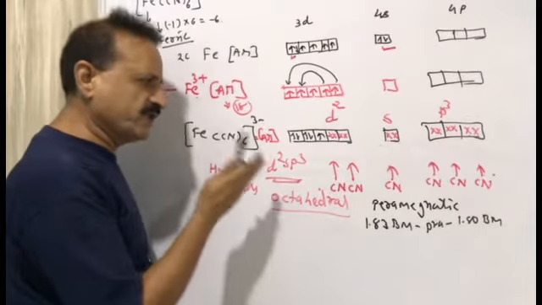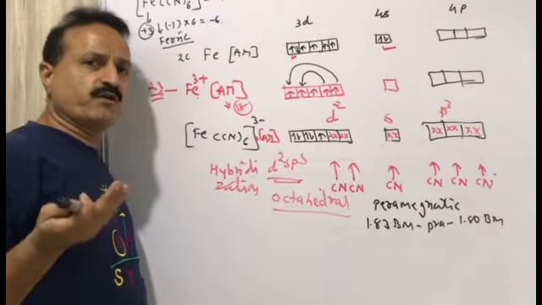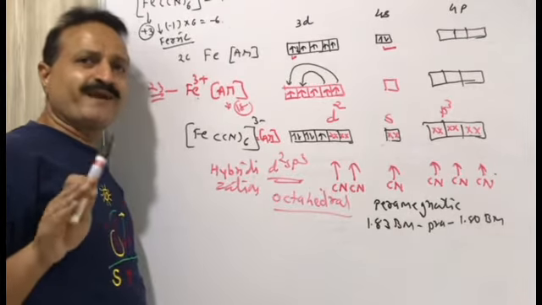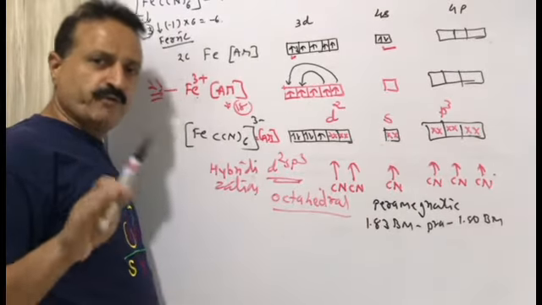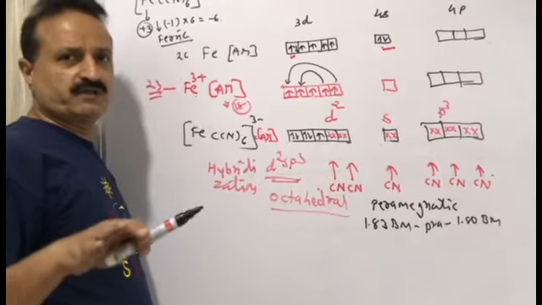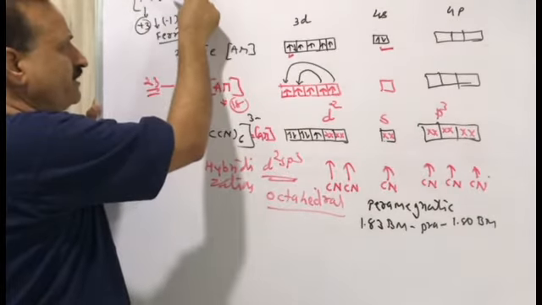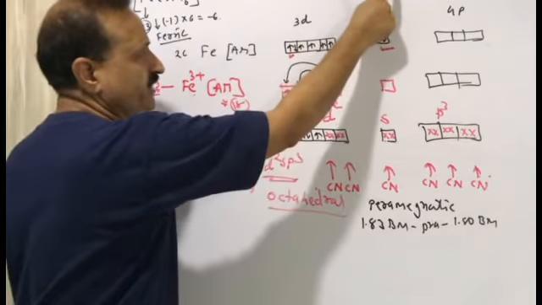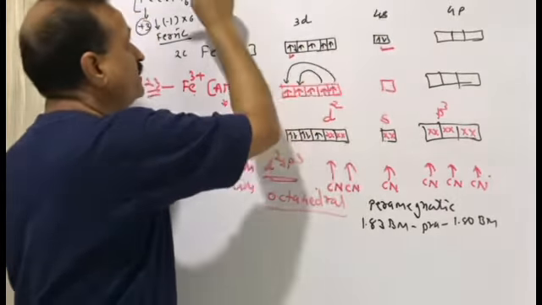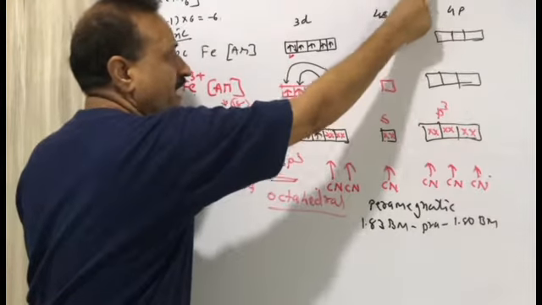So for the same complex compound, if the oxidation state of the ion is changed, then the magnetic property is changed, but the geometrical structure is not changed. Again I am repeating, we have [Fe(CN)6] minus. Name of that one is hexacyanoferrate. Oxidation state is 3, so we must write it here in the name.